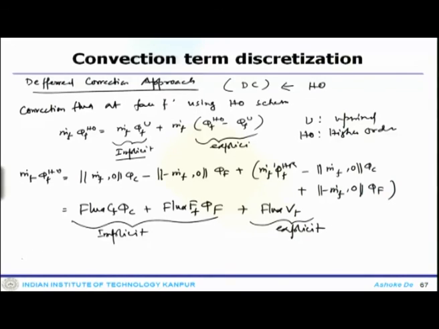And what are the terms? We can see flux C f equals m dot f 0 and flux F f equals minus m dot f 0, and flux V f equals m dot f phi f HO minus flux C f phi c minus flux F f phi f, like that.